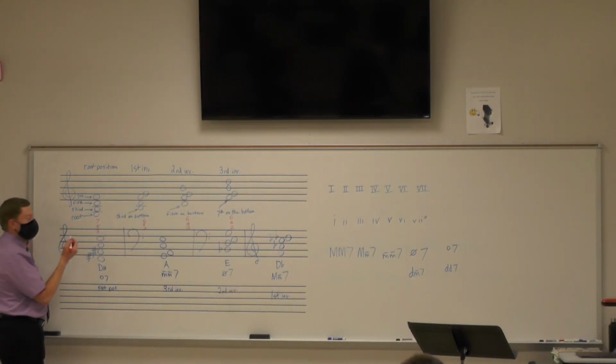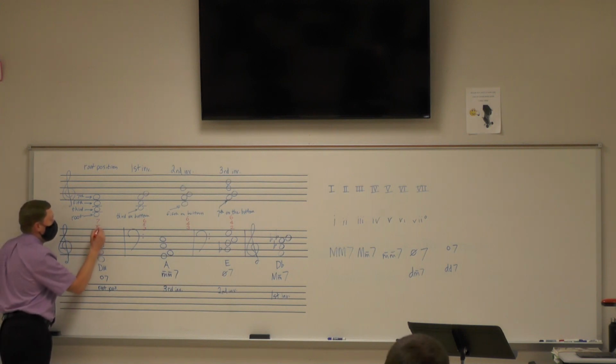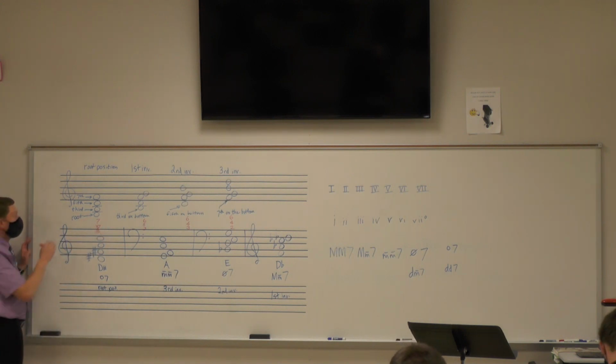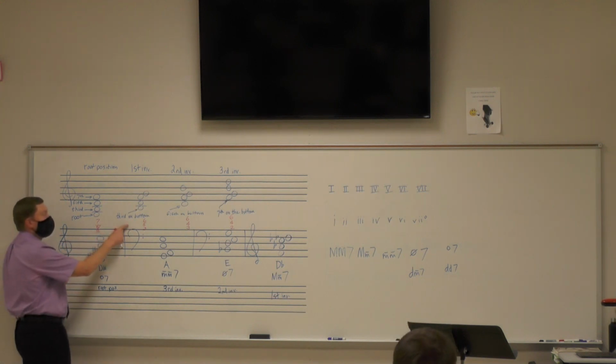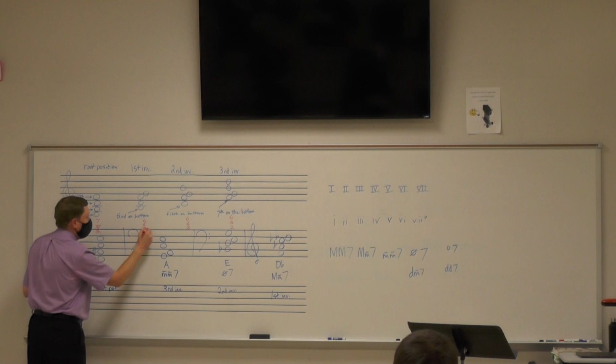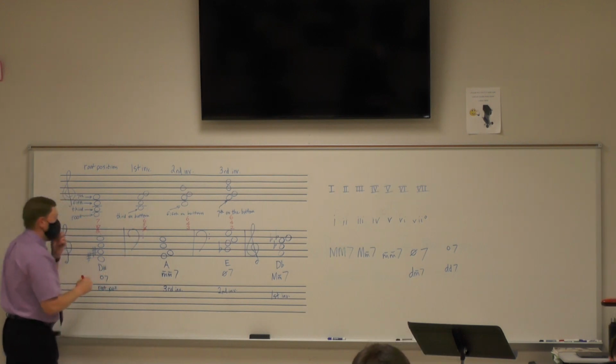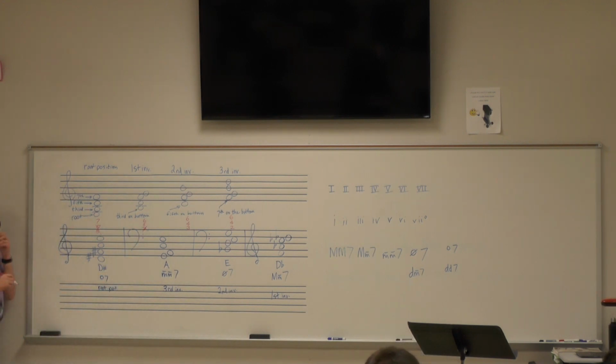For the root position 7th chord, they discarded the bottom 2 numbers. So all you need to indicate a root position 7th chord is the number 7. It's what we call its bass position symbol. Just a 7. For the first inversion, they discarded the 3 on the bottom. So the minimum symbol for a first inversion 7th chord is 6, 5.